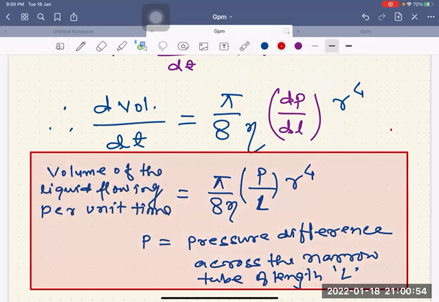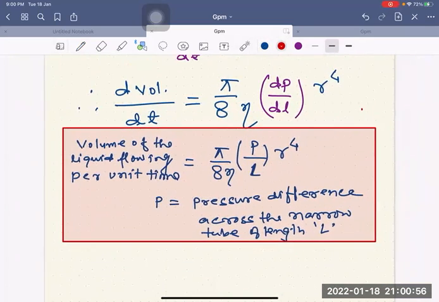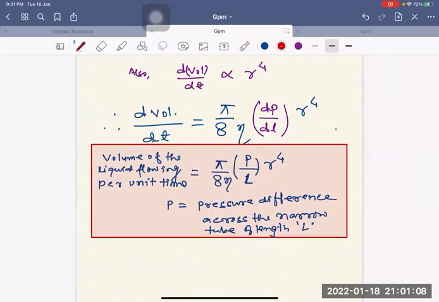This is the important one. You have to keep in mind that eta is here in the denominator side. Higher the eta, lower the volume flow, lower the rate of volume flow.